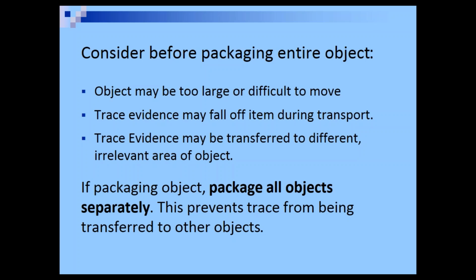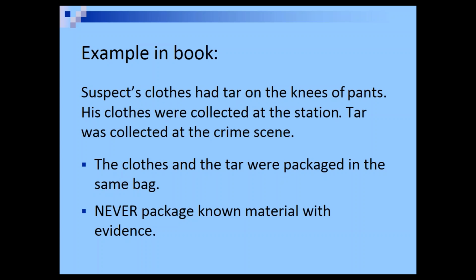It says trace evidence may be transferred to a different, irrelevant area of an object. If you're planning on proving that a person was kneeling on a rug, either when they were killed or when they were looking for something, then you may want to prove that there are carpet fibers on the knees of the clothing as opposed to other areas. So there you may have to take some caution, but that's like murder mystery stuff, not necessarily real life. Normally you just package the entire object, send it back to the lab, and then they will search for trace evidence when it gets back there.